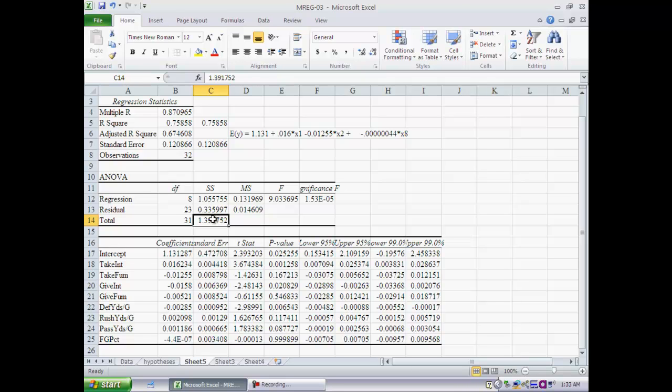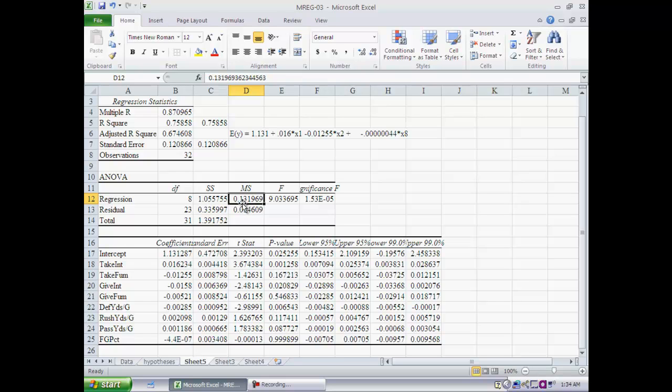This 1.39 is the variability in the actual values of the dependent variable. SSR is the variation in the predicted values. So notice that these predicted values were obtained using all 8 independent variables. Any predicted value of y, since we have 8 independent variables in this regression equation, as you can see over here, is obtained using all of them. So this sum of squares, and this mean square for the regression, are obtained using all 8 independent variables together.